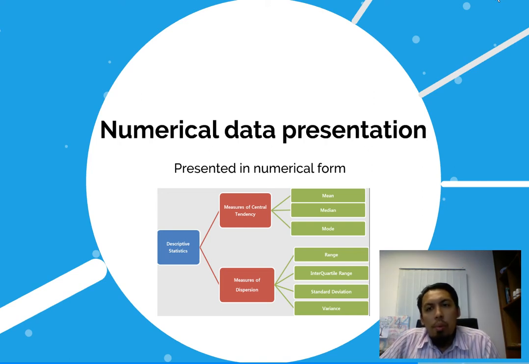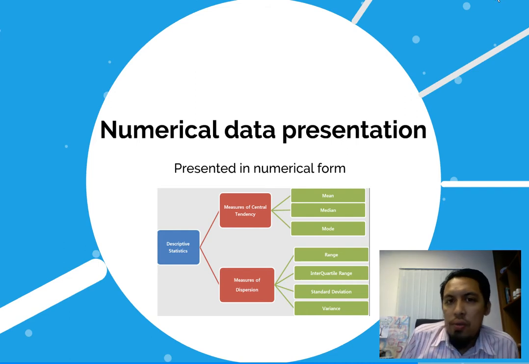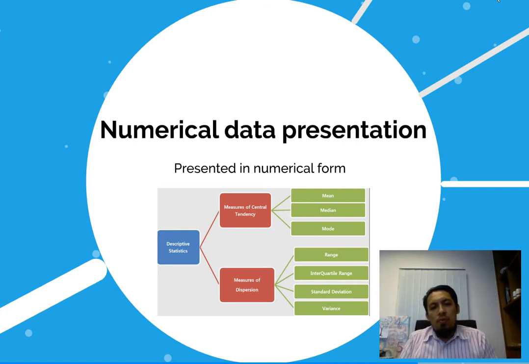Alright, let's talk about numerical data presentation. In the previous video, we talked about graphical data presentation, where you present your data in the form of a graph. Now, for numerical data presentation, as the name states, you will present your data in the form of numbers. I believe most of us are familiar with numerical data presentation, just like graphical data presentation, and there are only several new things that you're going to learn here.